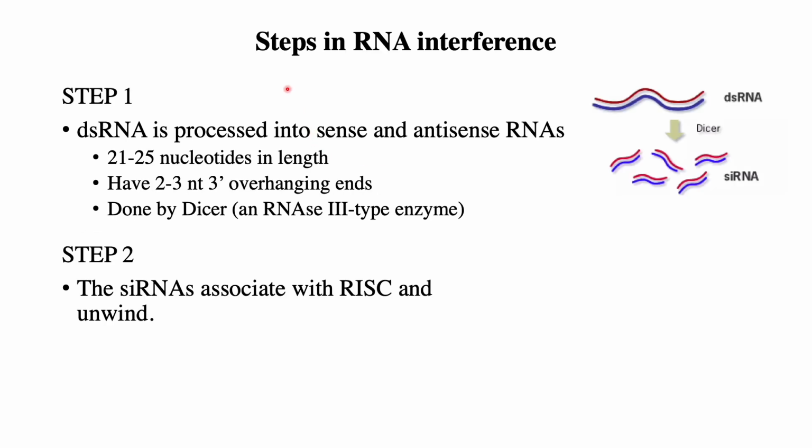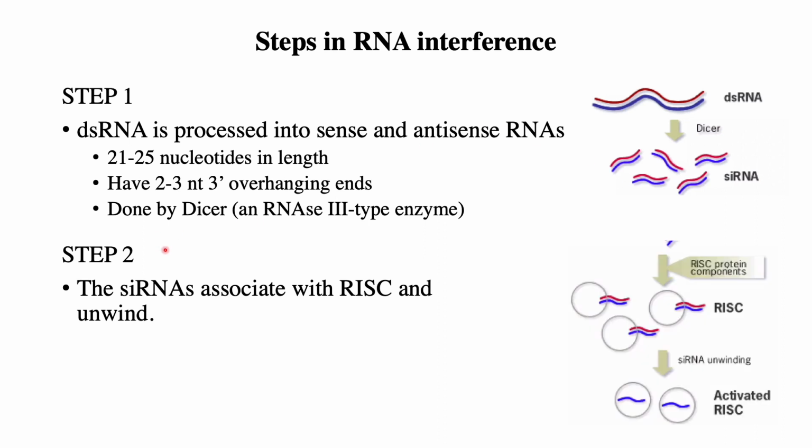Let us now look at the several steps involved in RNA interference. In the first step, we have a double-stranded long RNA molecule. This is processed into small interfering RNAs, about 21 to 25 nucleotides in length. They have 2 to 3 nucleotides at the 3' end which are overhanging. In one of the strands the RNA is longer, but in the second strand it is shorter. These are called 3' overhangs. This conversion is done by the protein called Dicer. This is an RNase type 3 enzyme. RNases are enzymes that degrade RNA molecules.